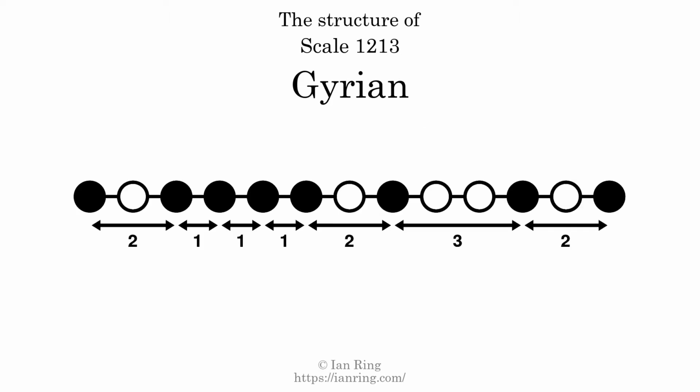The structure of a scale is a description of the interval distance between each successive tone. This scale has a structure of 2-1-1-1-2-3-2.